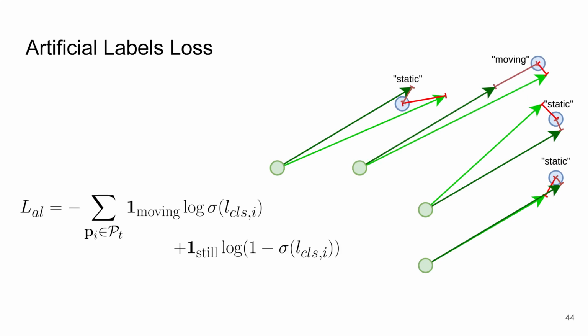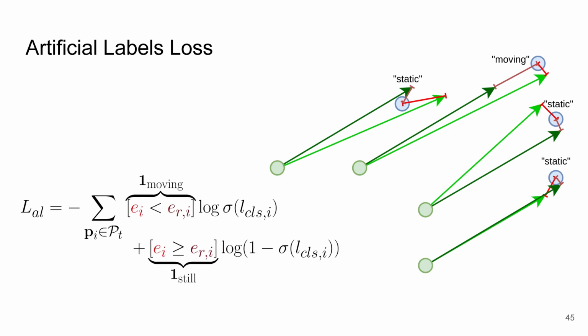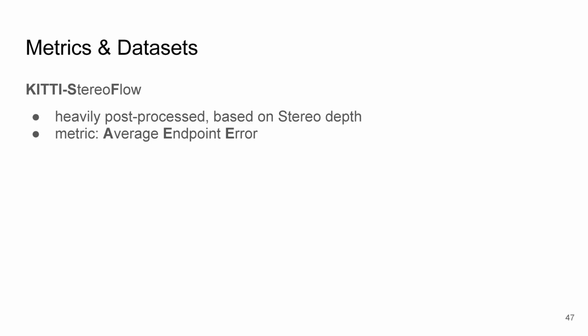In order to backpropagate this information into the network, we use a simple softmax cross entropy loss and substitute the ground truth classes with these self-supervised artificial labels. For our experiments, we made use of different datasets. In this presentation, we will only focus on 2 of them, the Kitty stereo flow and the NuScenes dataset. The Kitty stereo flow is heavily post-processed as it combines LiDAR, stereo depth, and RGB optical flow into a scene flow annotation of the stereo depth point cloud.